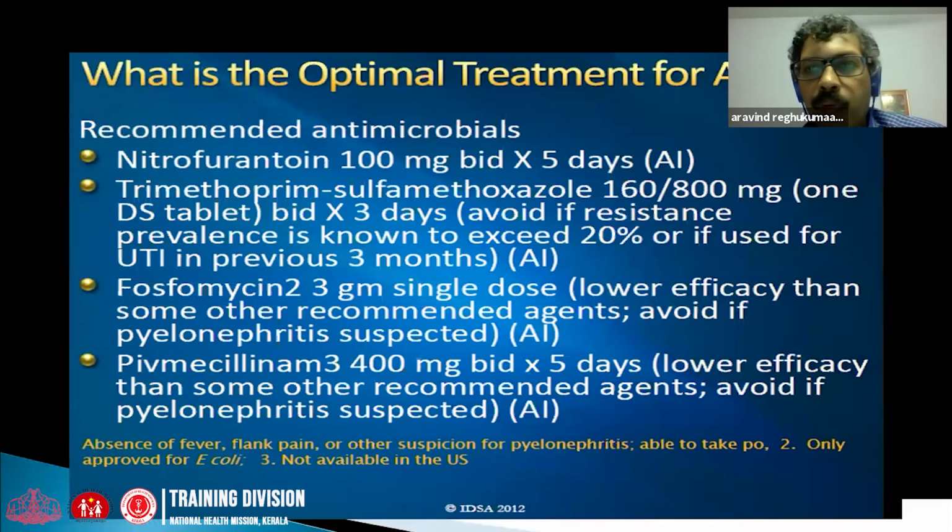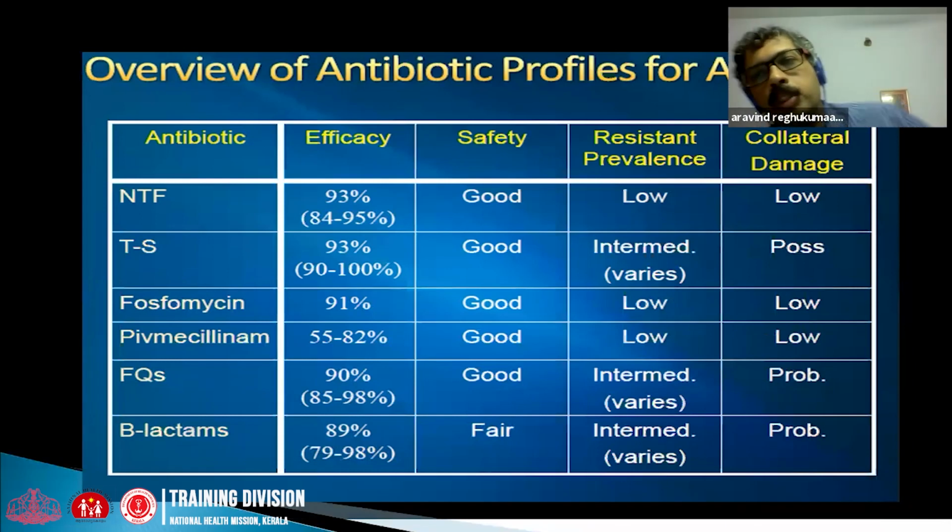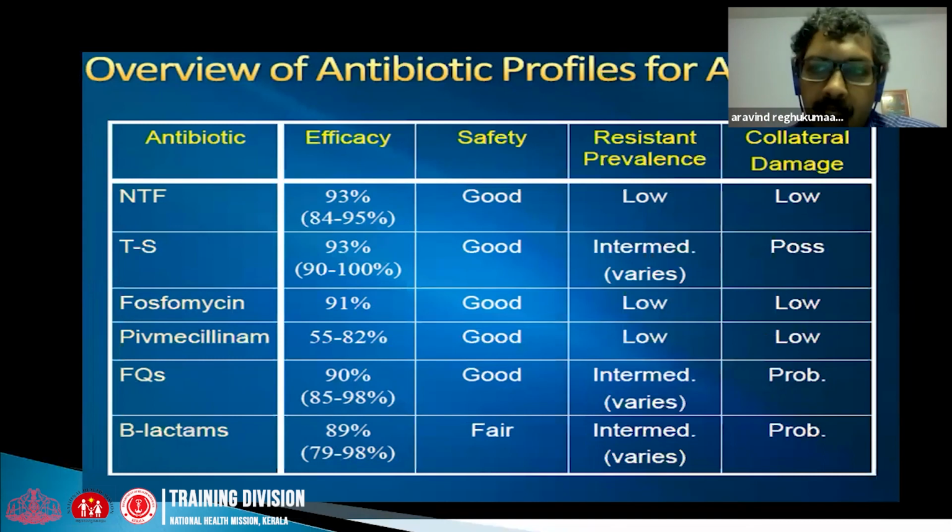Then ciprofloxacin actually is very effective, but because of collateral damage and resistance potential, it was downgraded to a B1 recommendation. So basically now all the guidelines post 2010 look at these 4 factors before saying that a drug is a drug of choice for a particular infection syndrome: efficacy, safety, the resistance potential, as well as collateral damage.